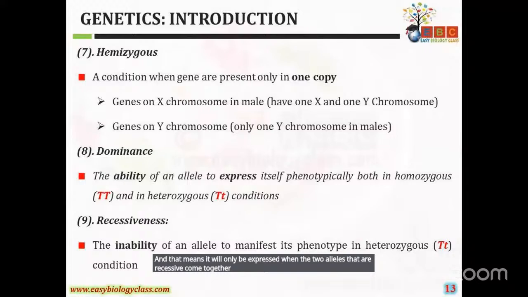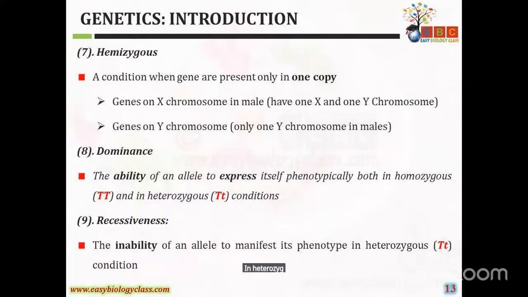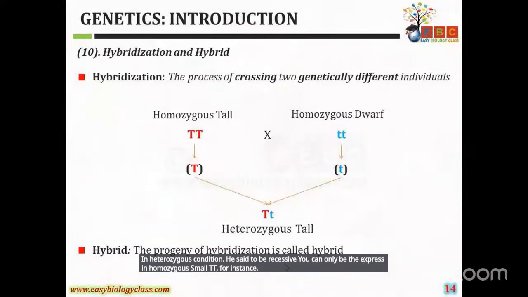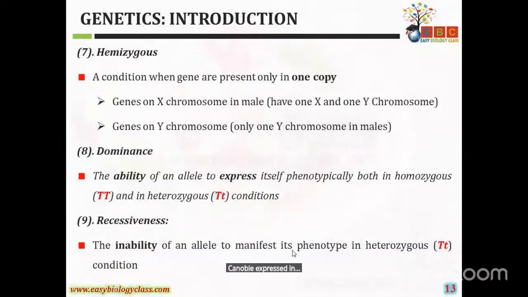So the inability of an allele to manifest its phenotype in heterozygous condition is said to be recessiveness, because it can only be expressed in homozygous small tt. For instance, small t cannot be expressed in the heterozygous state. So that is the meaning of recessiveness and dominance.